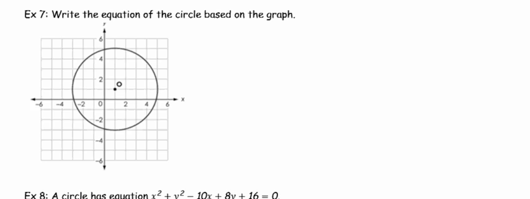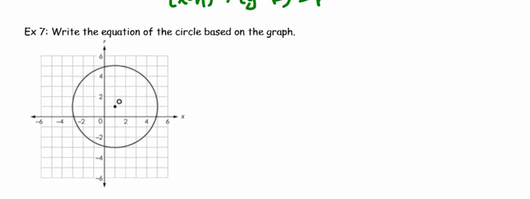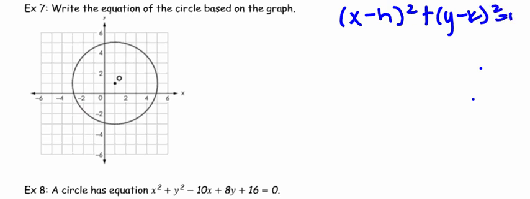Okay, so you should have tried example 6. Now we're going to do this example 7 together. So we're going to keep in mind our generic equation of a circle, (x - h)^2 + (y - k)^2 = r^2.